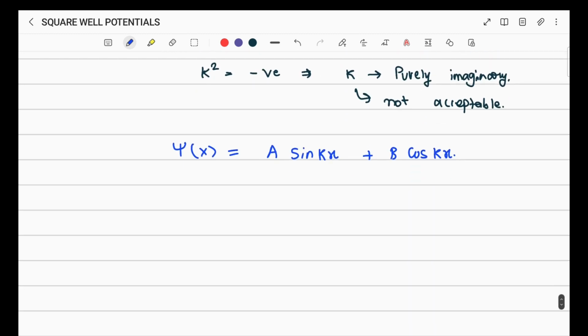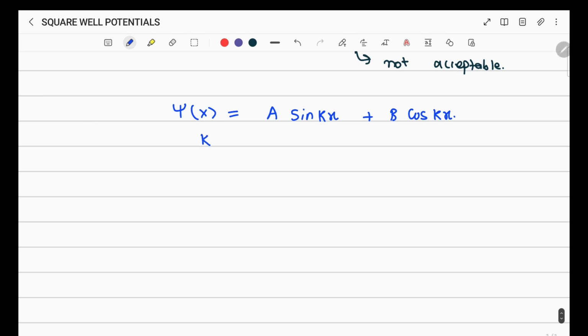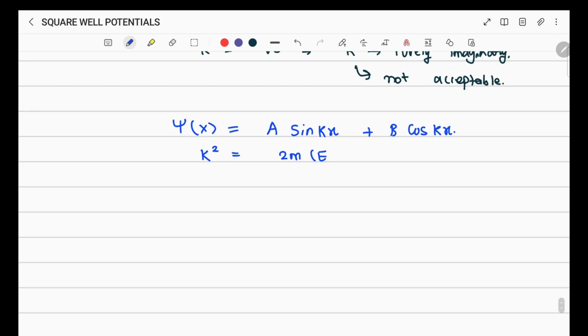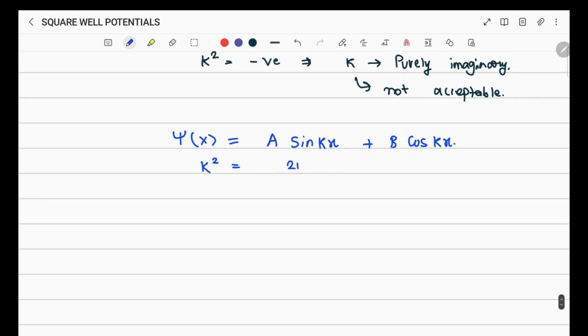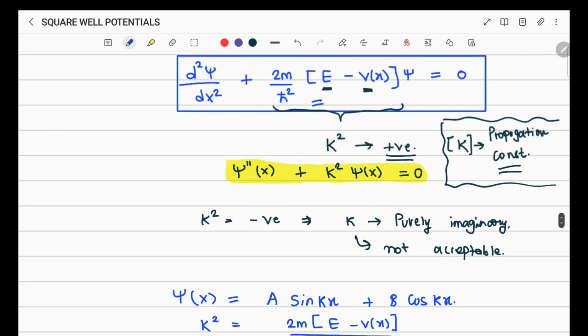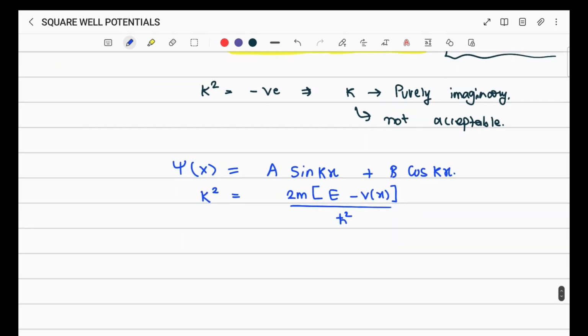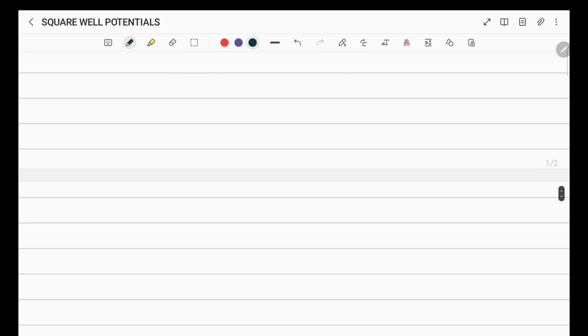Now, let me write the k square for you, so that you do not get confused, in a better form. 2m times E minus V of x, just the above thing I'm writing here, nothing else, divided by h cut square. So this is your k square value I've written here, and this is case 1. We are done with it. Now I'm going to go on to case 2.